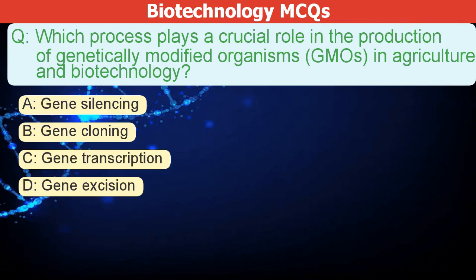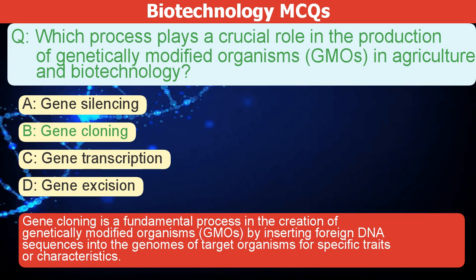Which process plays a crucial role in the production of genetically modified organisms, GMOs, in agriculture and biotechnology? A. Gene silencing. B. Gene cloning. C. Gene transcription. D. Gene excision. The correct answer is B. Gene cloning is a fundamental process in the creation of genetically modified organisms, GMOs, by inserting foreign DNA sequences into the genomes of target organisms for specific traits or characteristics.